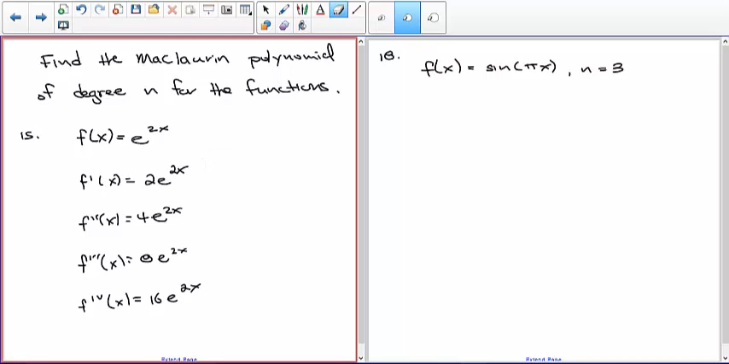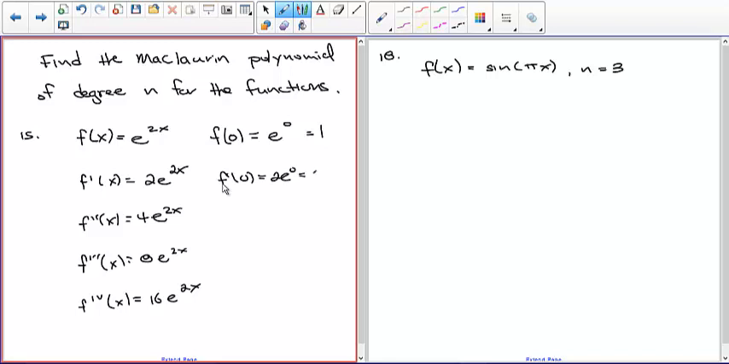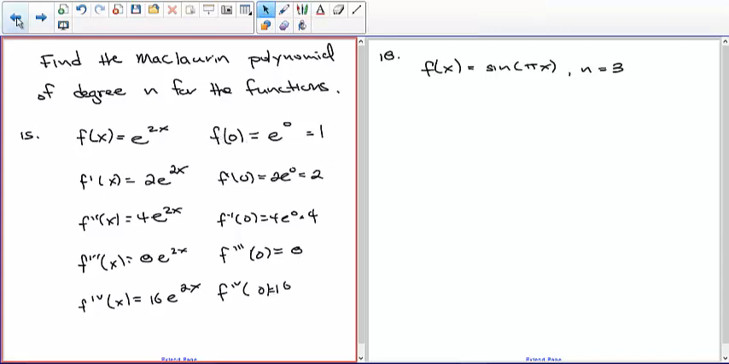And then you evaluate the function at whatever appropriate value. For the Maclaurin series, it's 0. So you get e to the 0, which is 1. For the first derivative, you'll get 2e to the 0, which is 2. For the second derivative, you get 4e to the 0, which is 4. And you can figure out what the other ones are going to be here. So 8, 16. So those are the coefficients we use in the Maclaurin series.